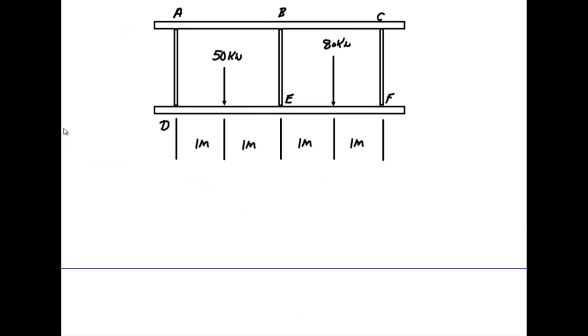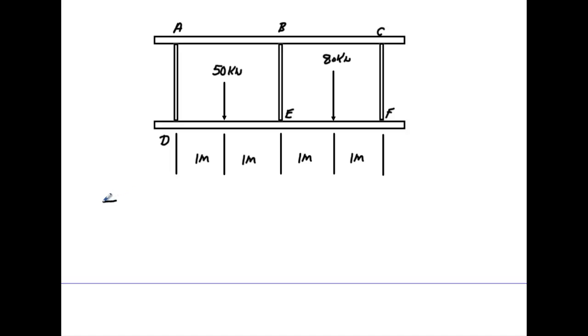So what we could say would be we could sum the forces in the y direction and set them equal to 0. We would get AD minus 50,000 newtons plus BE minus 80,000 plus CF equal to 0.